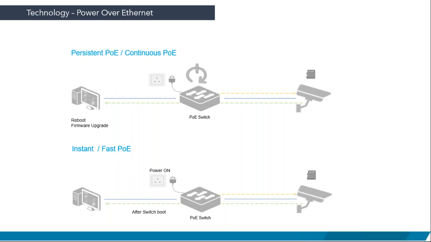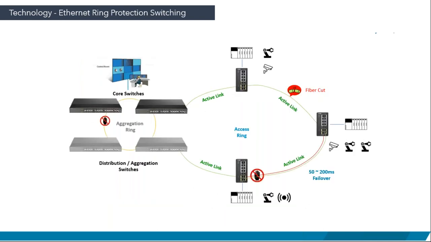It will help you a lot in critical deployments like voice and CCTV deployments. Now, there is another protocol which is very important: high availability. In this diagram, we can see that there is a ring of industrial switches, and the industrial switches are connected with CCTV cameras and robotic machines you will find in an industrial automation plant. So these things are connected in a ring.